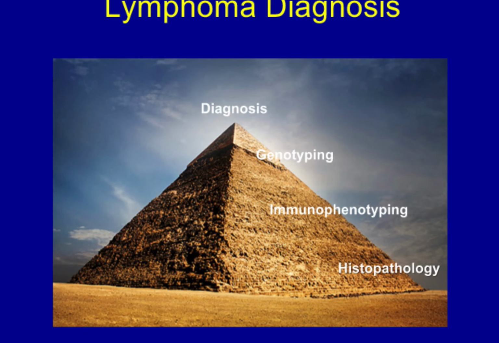So I use this pyramid to kind of explain what things are based on. The histopathology or the morphology is the basis for everything. And then on top of that, we build the immunophenotype. We build the genotype, or what kind of genes are important in lymphoma diagnosis, on top of that, to arrive at the very top of that pyramid, which is the ultimate diagnosis and classification.